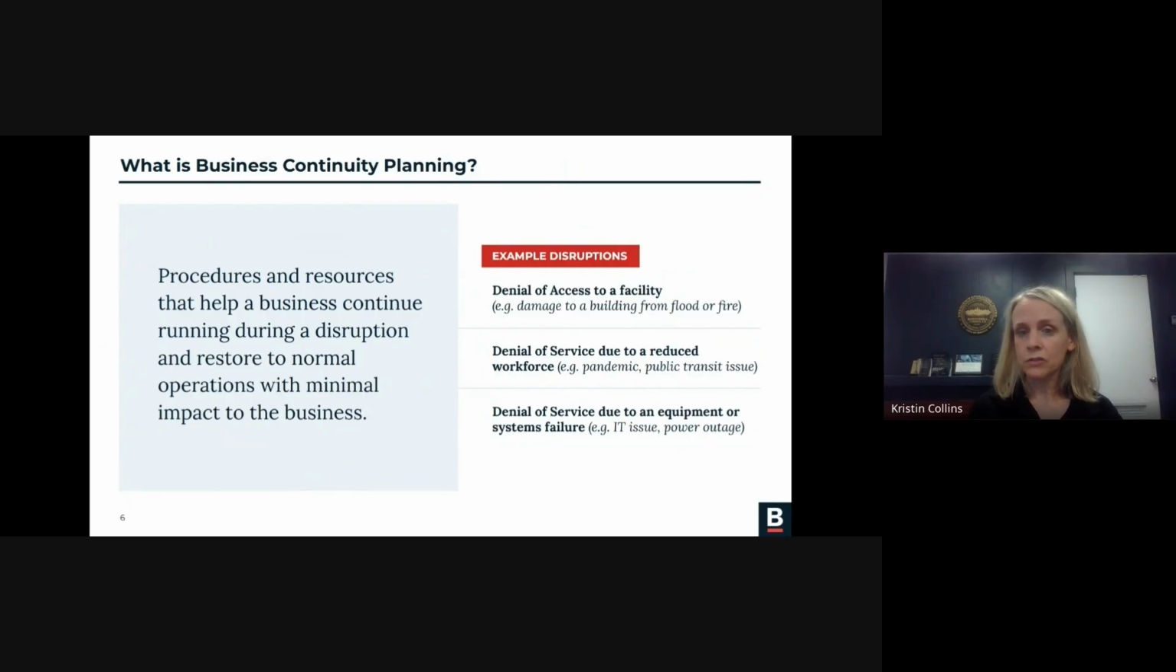A second type of disruption is a denial of service due to a reduced workforce. We certainly saw this during the pandemic, but this might be something like a public transit issue that prevents you or your employees from getting to work. The third type of disruption is a denial of service due to an equipment or systems failure. This might be an IT issue like a cybersecurity incident, or it might be a power outage.